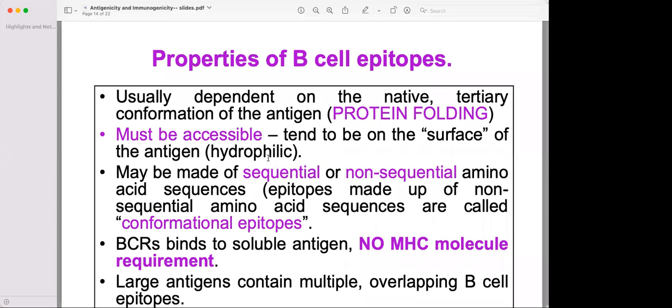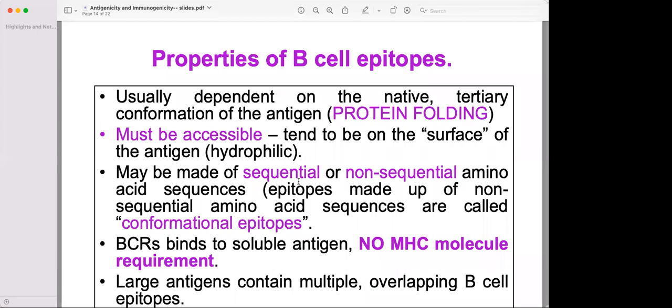solution. And when I talk about solution, consider the fluid part of your body, the blood circulating in your body. Now, these antigens are usually found in the bloodstream, and in that context, it is easier for the B cells to express receptors to bind to them. And these epitopes sometimes may be sequential, which means they are joined together, or they are non-sequential amino acids.